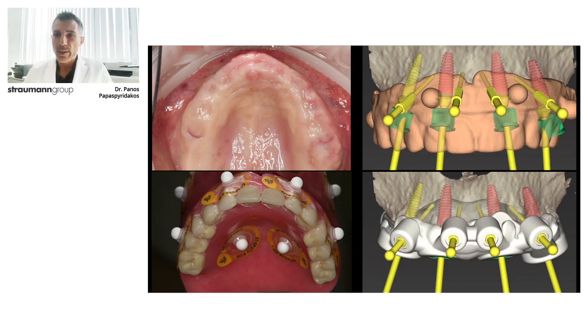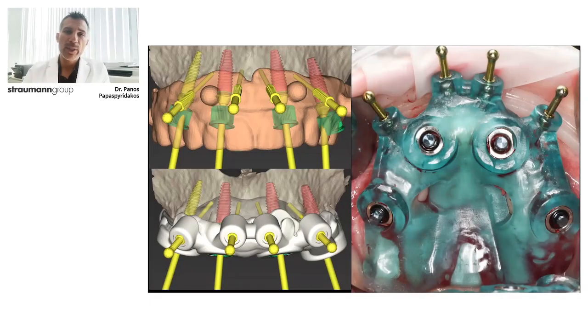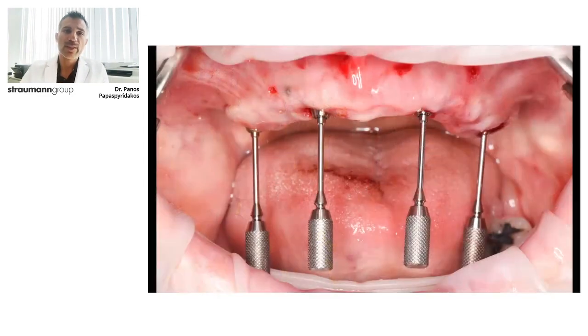Virtual implant planning is done, and we can bring it to life via 3D printing, as you can see here. So we 3D print a surgical template. Guided surgery is done. I'm not going to go into how we do the guided surgery. And once the implants are placed, of course, we assess the implants for primary stability.